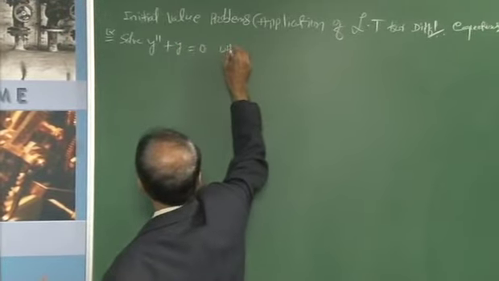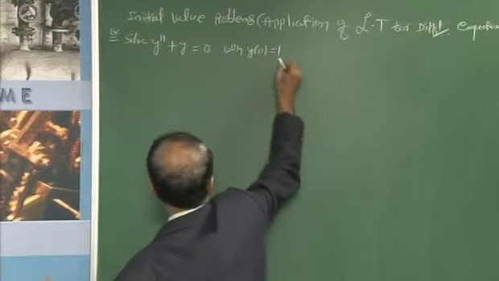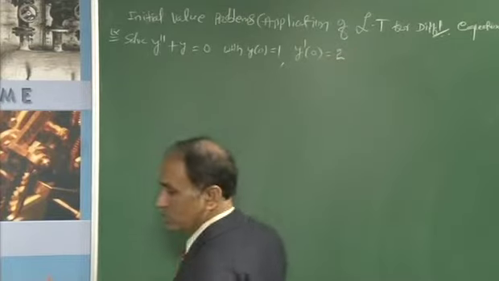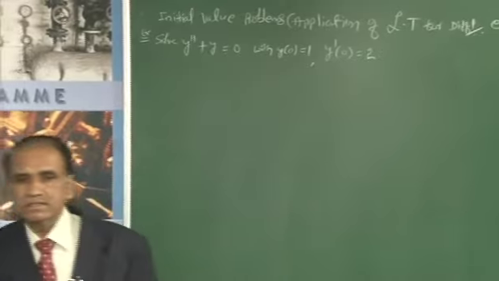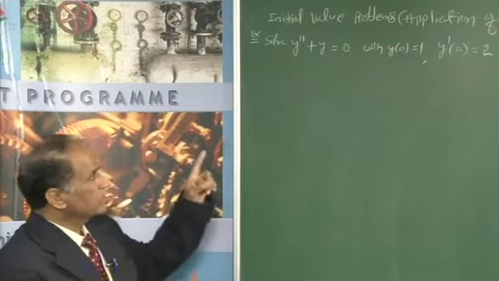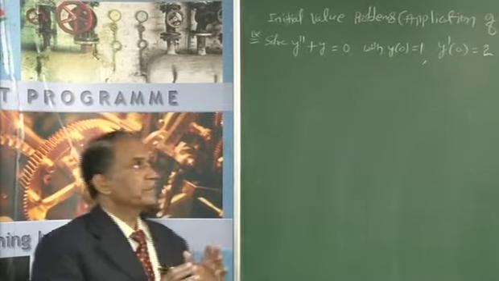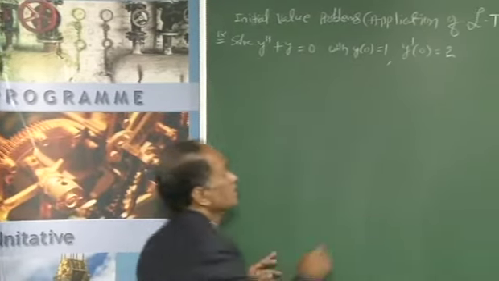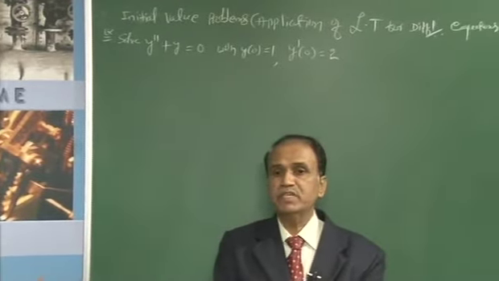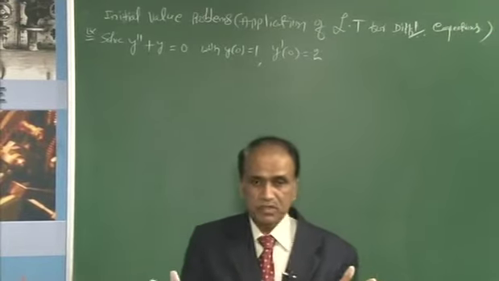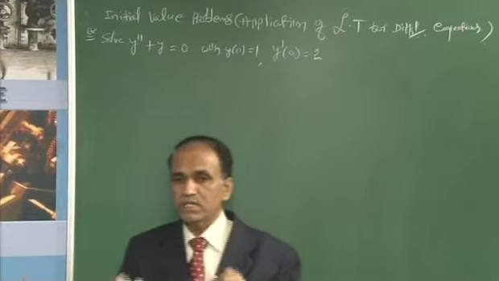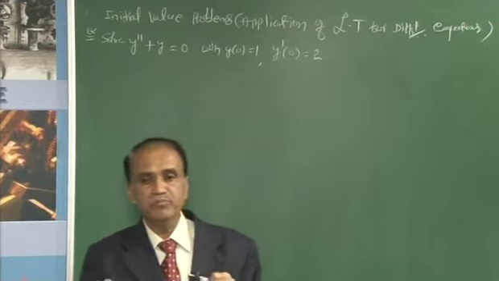0 with y of 0 is equal to 1 and y dash of 0 is equal to 2. This is one simple case taken as an application, meaning this differential equation will be represented for some application, and then initial conditions are given. You should remember the difference between initial conditions and boundary conditions, because in engineering problems you need to know very clearly what exactly the meaning of initial and what exactly the meaning of boundary conditions.